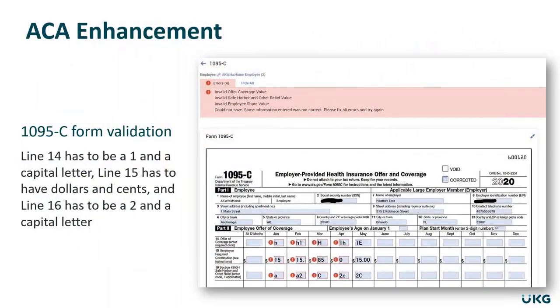And one last ACA enhancement. We've added a validation for Forms 1095-C, as you can see here.